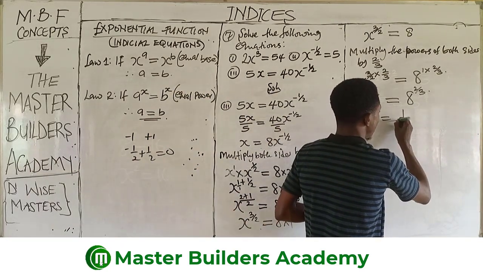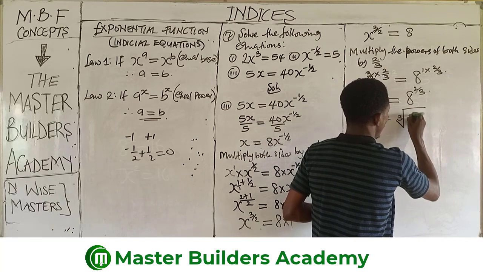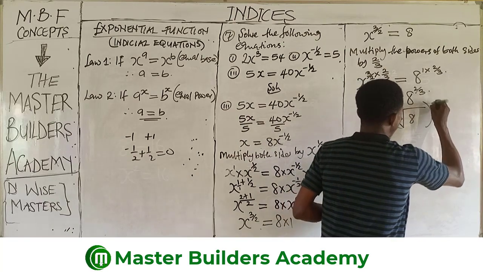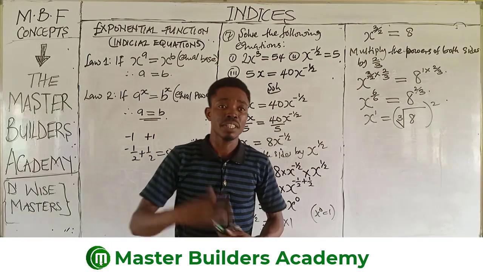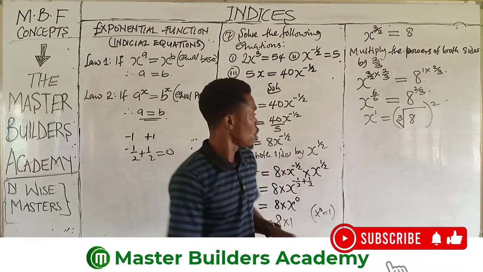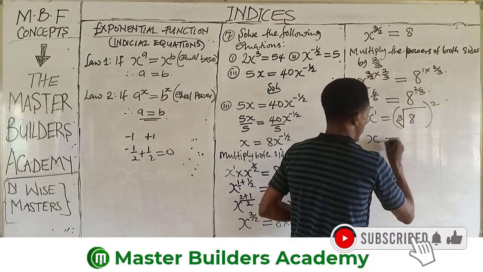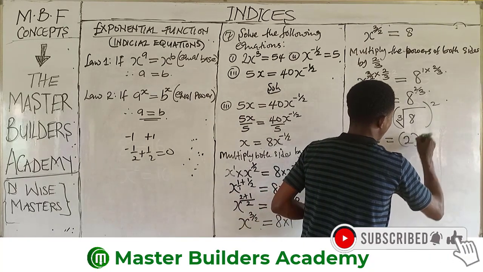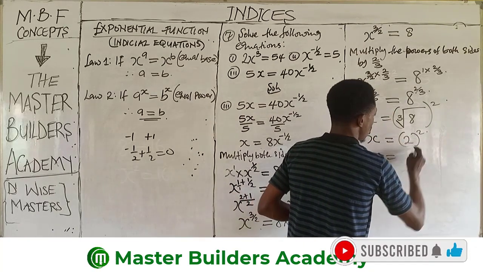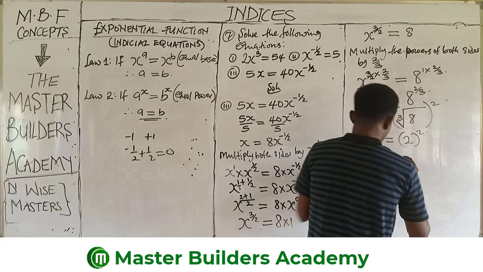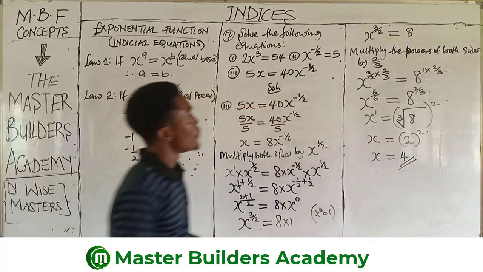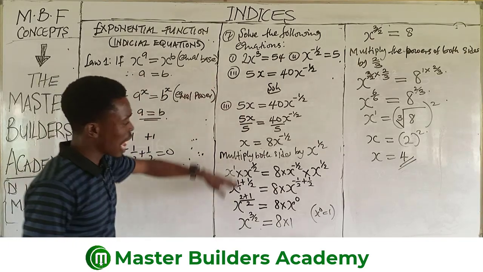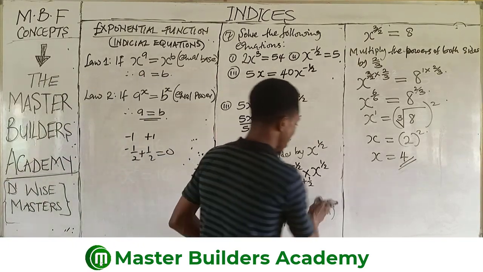So what I have to do is to write the cube root of 8 all squared. Now the cube root of 8 is a number that multiplies itself 3 times to give us 8, and that will give us 2. So this will have given us x raised to the power 1, will have given us 2 raised to the power 2. x will have given us 2 raised to the power 2 is 4. 2 raised to the power 2 is 4. So this is the answer to this very question.